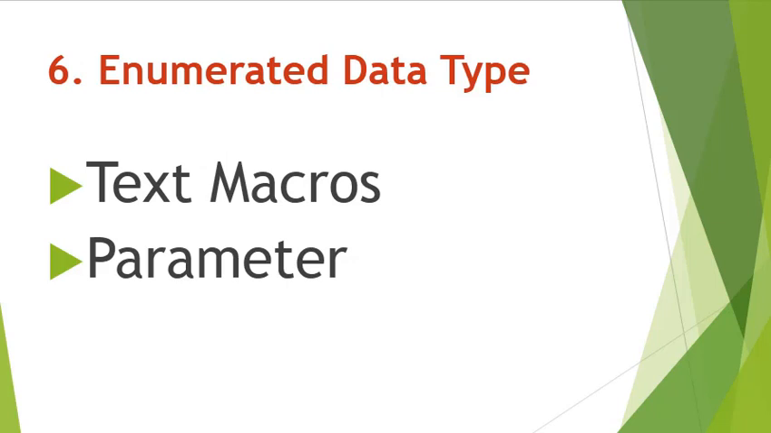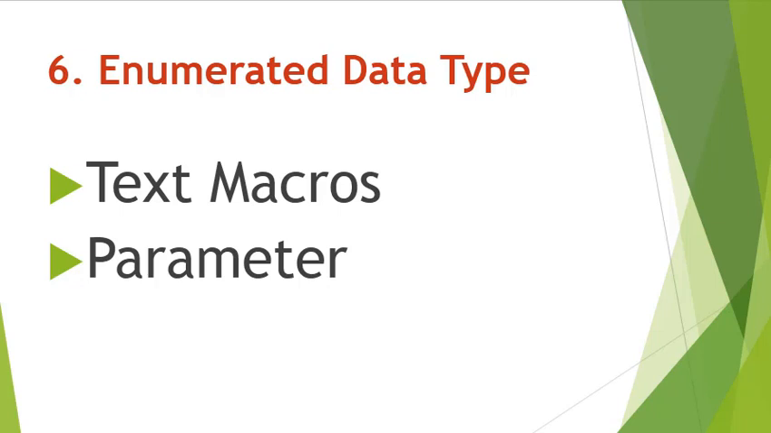Okay, we have seen text macros and parameters. Then why are we going to the enumerated data type? Text macros are also used to define a value with a name, and parameters are also used to define a value with the help of a name. Then why do we go to the enumerated data type? Enumerated data types are also used to declare or define values.